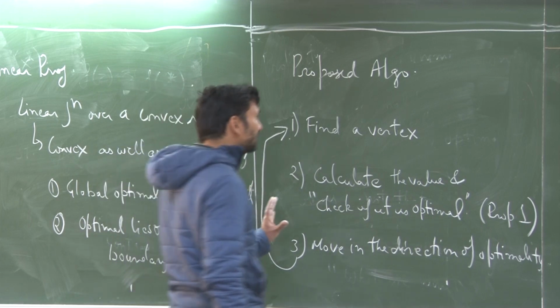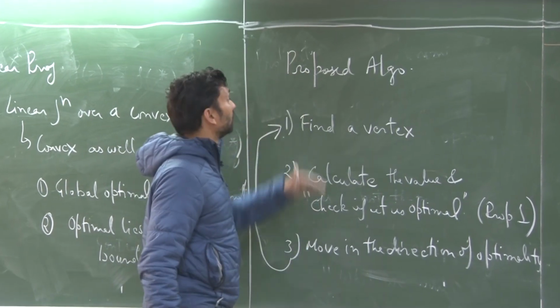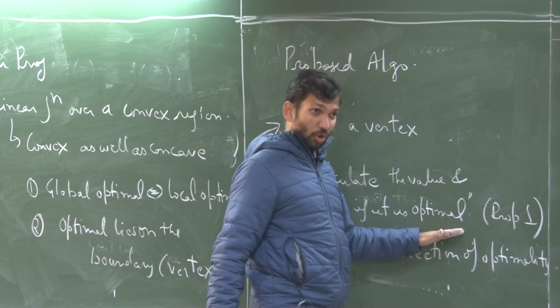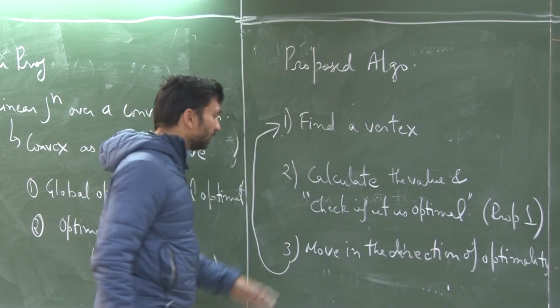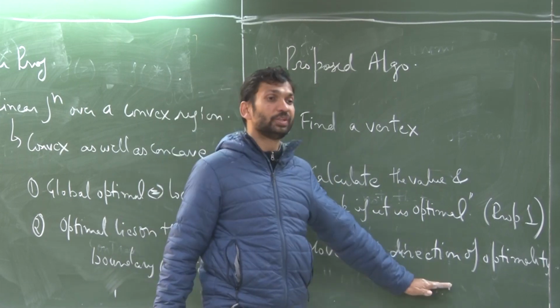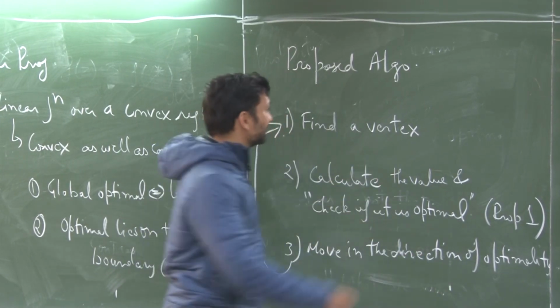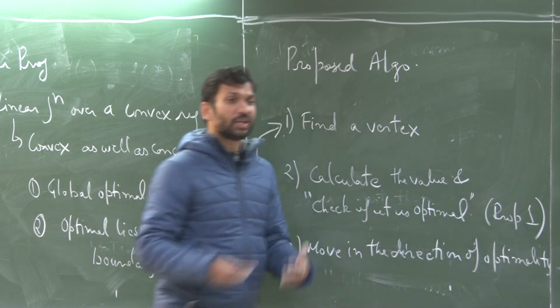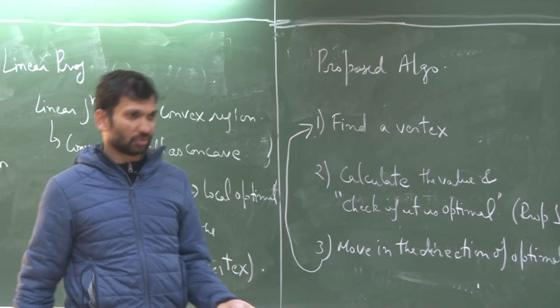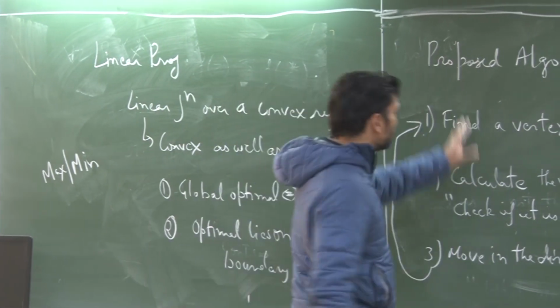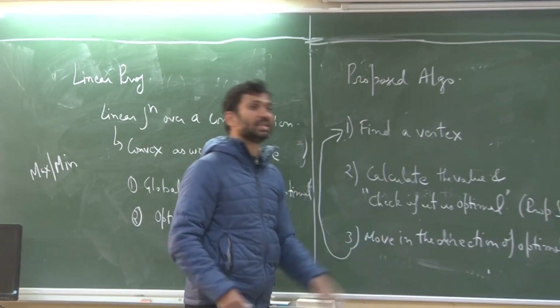Again, there are many things which are not clear here. How do we find a vertex? How do we actually check if it is optimal? And then what does it mean to move in the direction of optimality? So describing these will finish our exact description of the simplex algorithm. And that's what we will see in the next lecture, how to make this idea concrete.